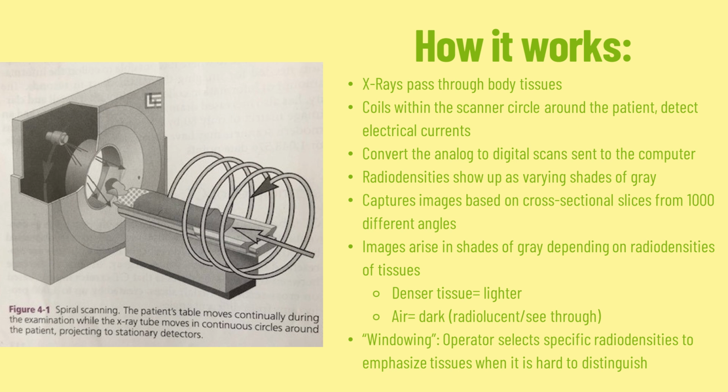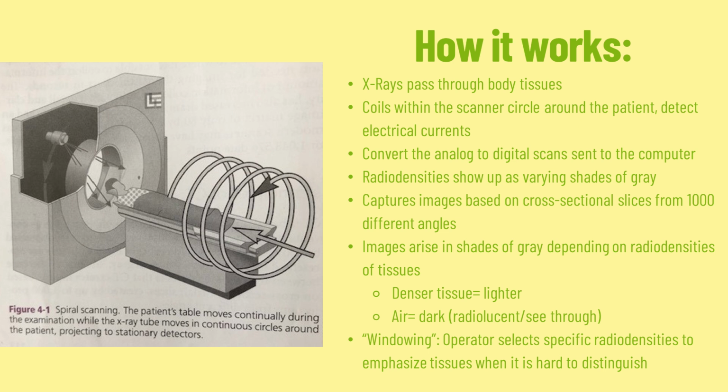Now, the radio densities are how the image differentiates between the different tissues. Something like cortical bone is going to be very radio dense and appear lighter on a CT scan versus air, which is going to appear as radiolucent, or transparent, see-through on the CT scan, and it's going to appear dark. So with the CT image, the soft tissue structures appear as different shades of gray.